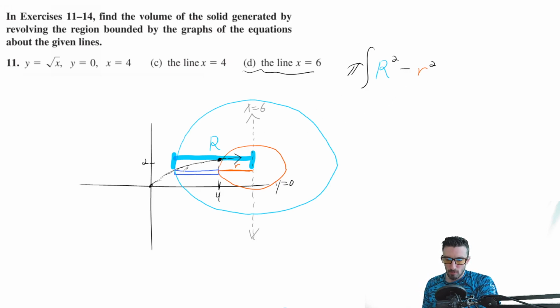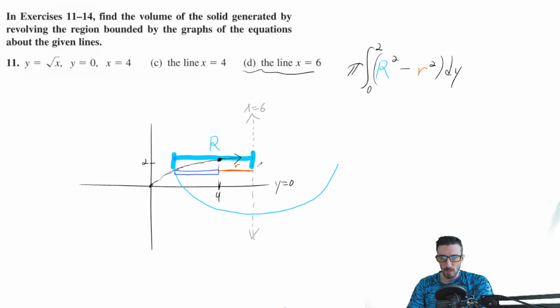And in this case, the rectangle still has a thickness of dy. And we're still going to be going from 0 at the bottom to 2 at the top. But now we've got to figure out what the inner radius is and what the outer radius is. Now, the inner radius is actually pretty simple. The inner radius is just going to be the x coordinate that you see on the right, which is 6, minus the x coordinate that you see on the left, which is 4. So the inner radius is just 6 minus 4, which is 2.